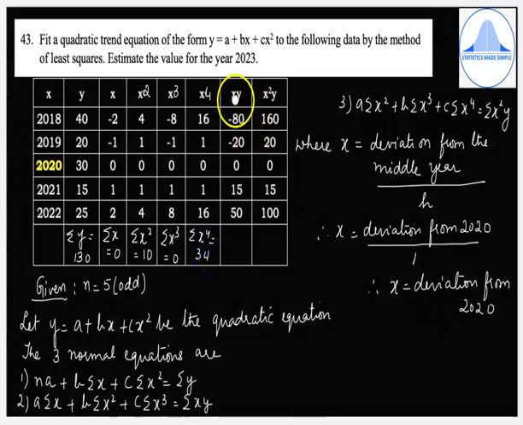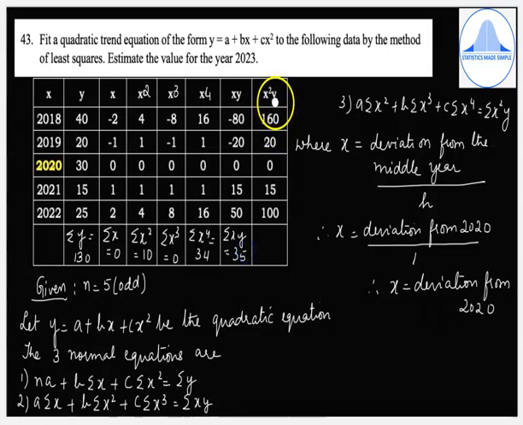Next is the xy column. So it is 40 into minus 2 is minus 80. 20 into minus 1 is minus 20. 0, 15 and 50. So we get summation xy is equal to 35.